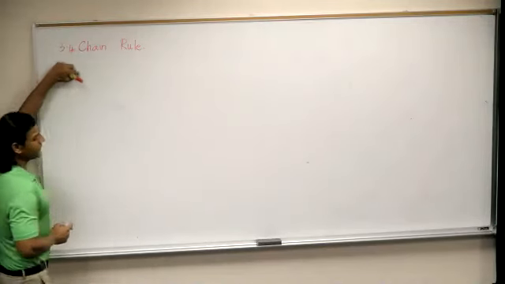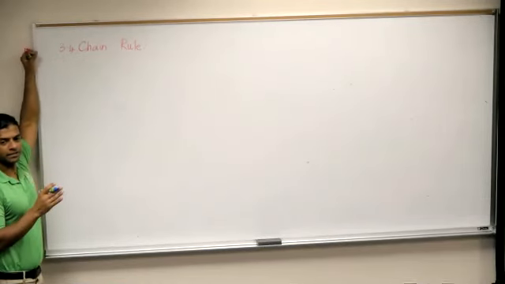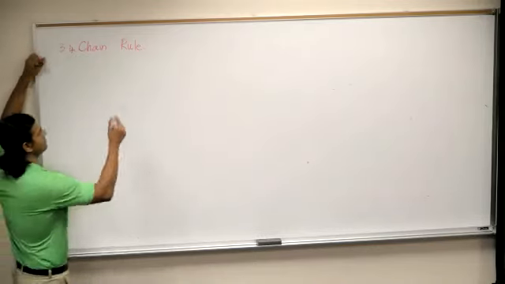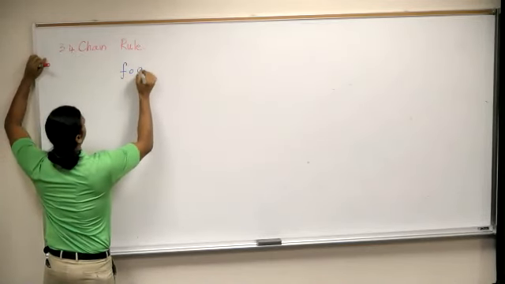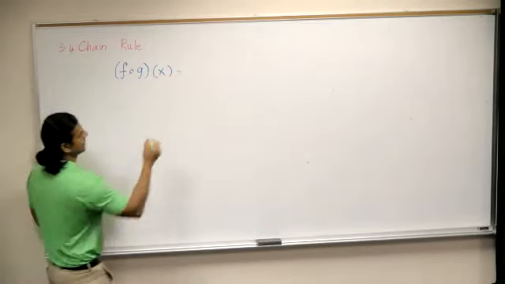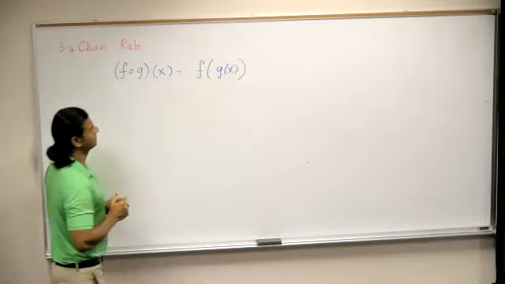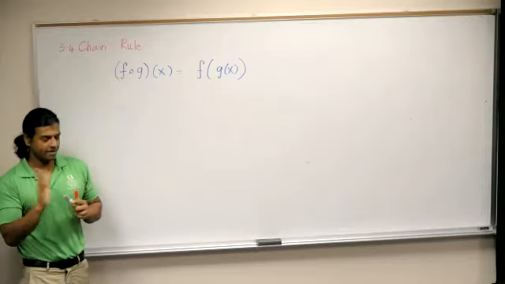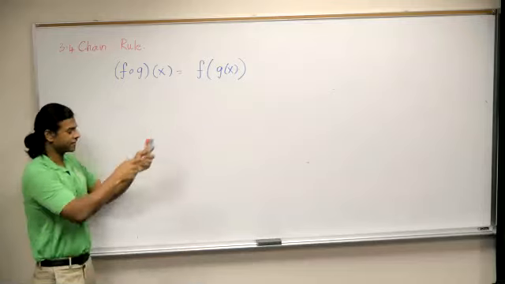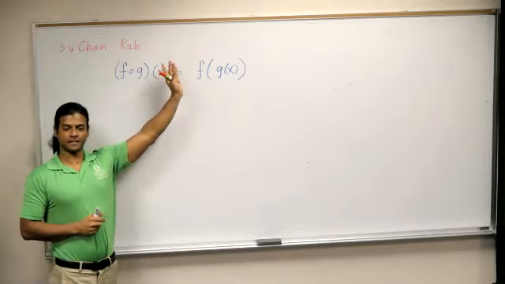So, chain rule. We know composition of functions, hopefully, from chapter 1. What is the composition of, say, f compose g of x? F of g of x, for two functions that are functions of x. F is a function of x, g is a function of x. Let's say we want to find the derivative of this.